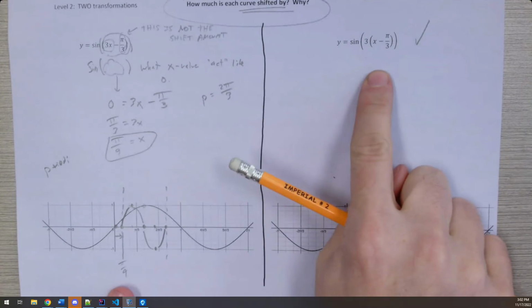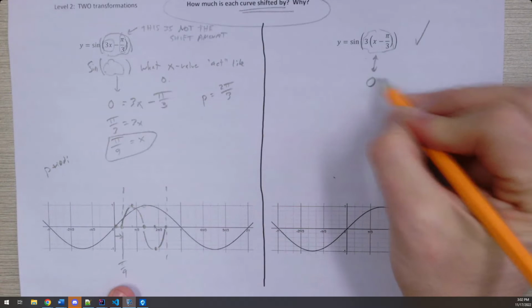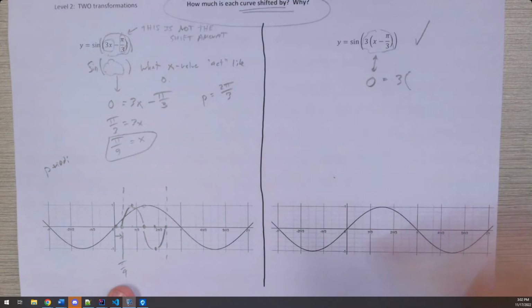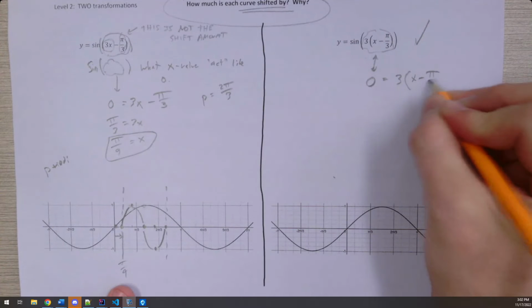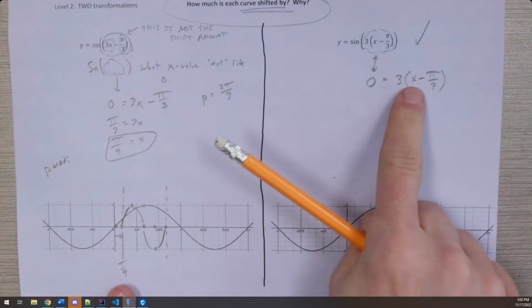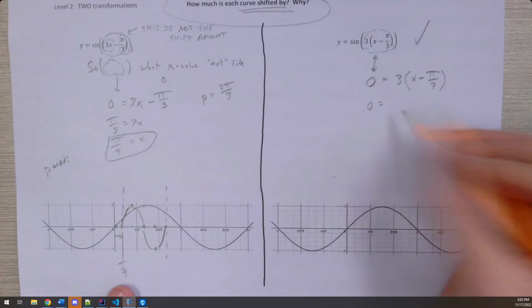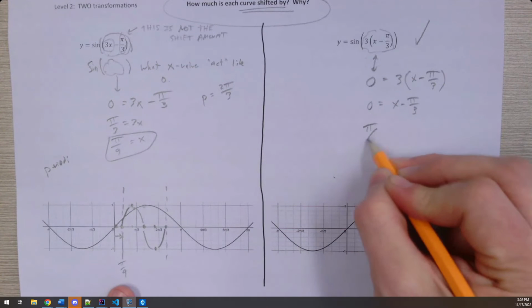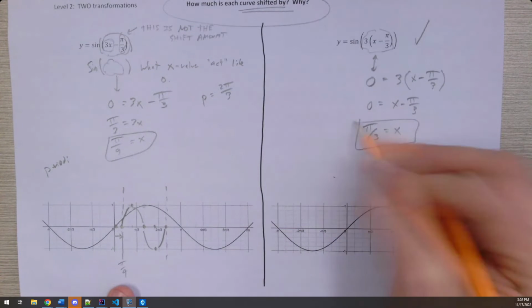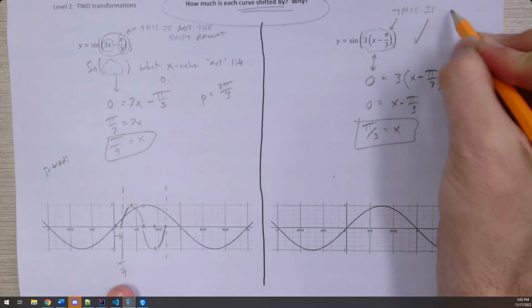All right, so same story here. I want to know what x value acts as the beginning of my curve, so that acts as the 0 angle. I'll set up my equation to solve for what x value does that. So I'll divide by 3 on both sides. 0 divided by 3 is just 0. Now I'll add pi over 3. Aha! This side, it's not a lie. This is the shift amount.